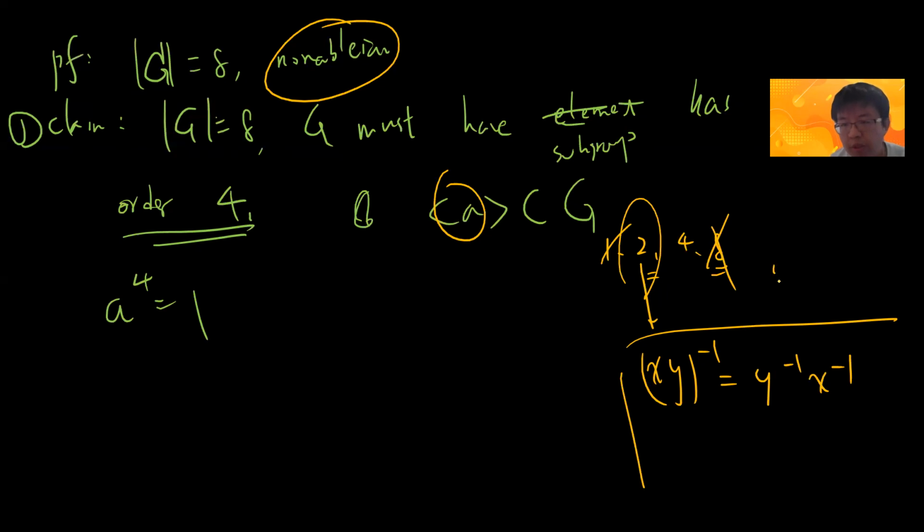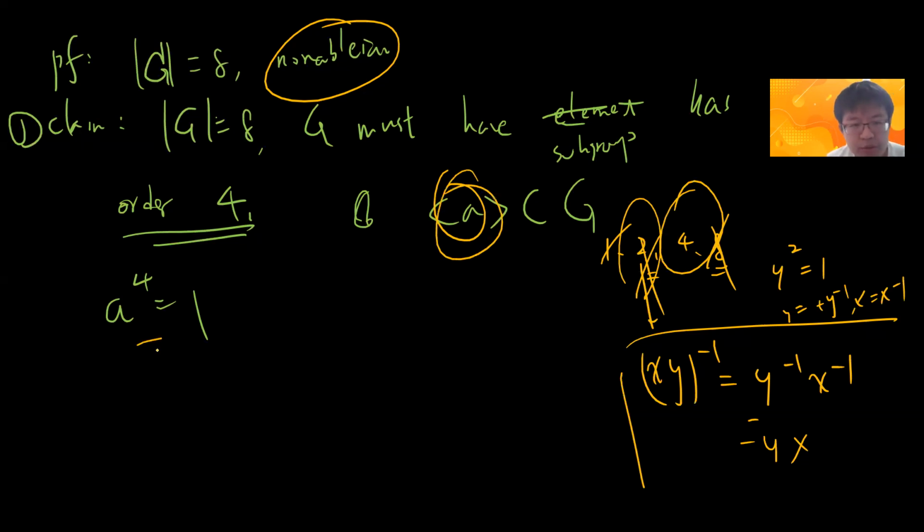Right, but remember that y squared is 1, so y is y inverse, and x is x inverse, right? So you get yx. Okay, so 2 is not impossible, right? So the only case is 4. So there always has an A whose order is 4. Okay, so let's call this sub generator A.